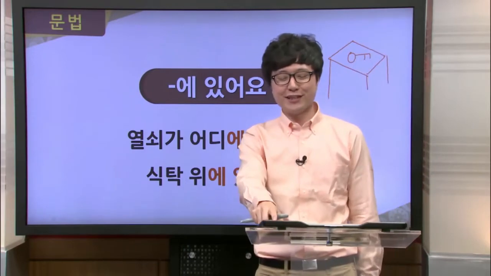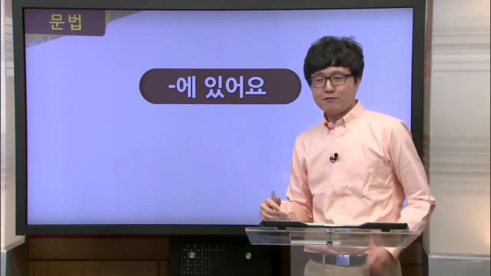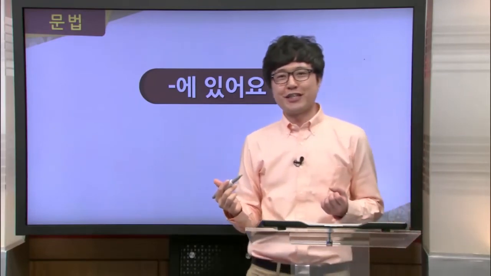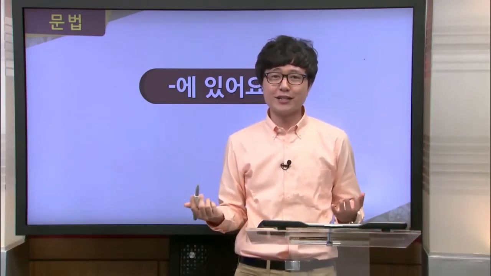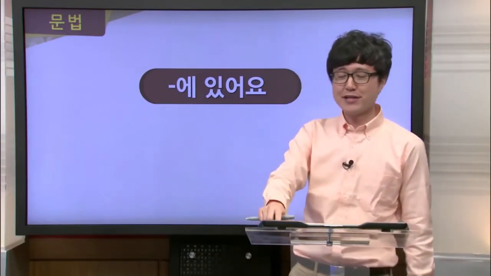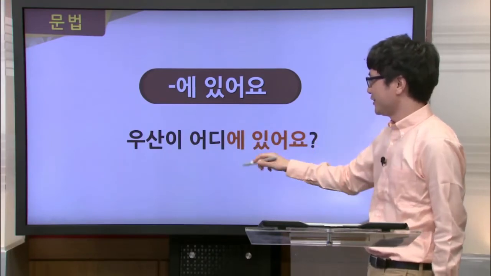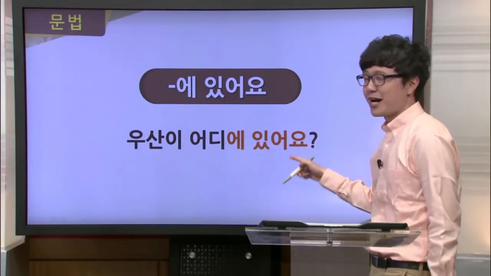Okay, good job. Let's take a look at another sentence here. Now, remember, what else was the father looking for? He was looking for the umbrella. So how did he ask, where is the umbrella? Remember, he asked by saying, 우산이 어디에 있어요? So we see we have the 에 있어요 one more time.